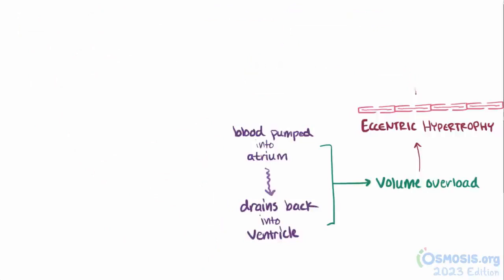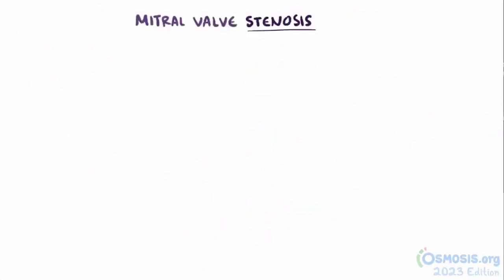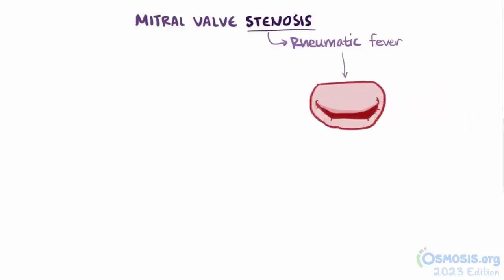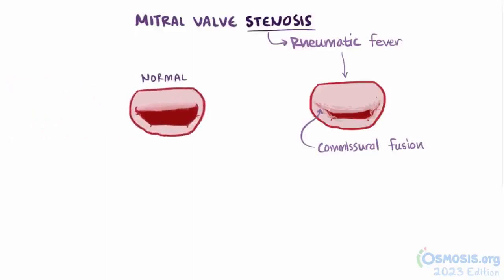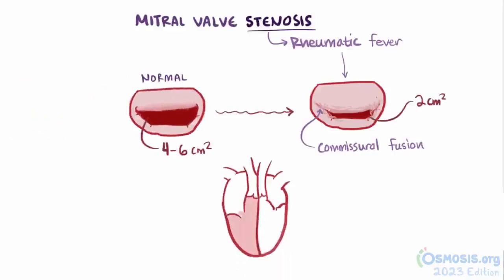Alright, now let's switch gears over to mitral valve stenosis, which is most often again caused by rheumatic fever. In this case, instead of having inflammation cause the leaflets to not form a good enough seal, the leaflets can actually fuse together, called commissural fusion. When this happens, the normal mitral valve opening, which is about 4 to 6 centimeters squared, can narrow down to 2 centimeters squared.